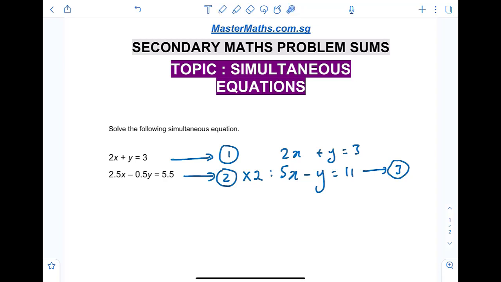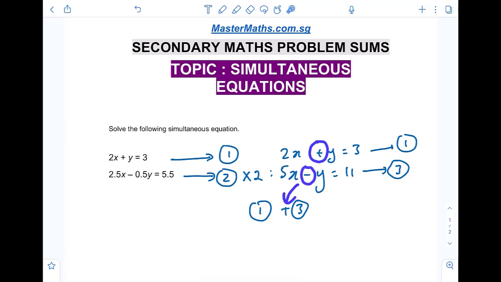Alright, now since you want to eliminate y, they have different signs. If they have different signs, we have to add the equations up. Equation 1 plus equation 3. Again, if whatever you want to eliminate has different signs, you will add them up. If they have the same signs, let's say both are negative, then you have to subtract. Okay, or both are positive, then you also have to subtract. So just remember, different signs you add.